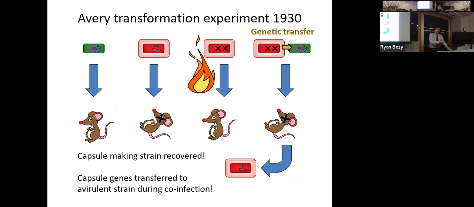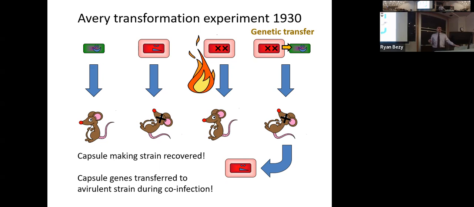Now, what this experiment also showed was genetic transfer. The other thing they did is take the capsule strain of Streptococcus pneumoniae and kill it with heat, so dead bacteria. When they put only dead bacteria into the mouse, nice, healthy, no problem.